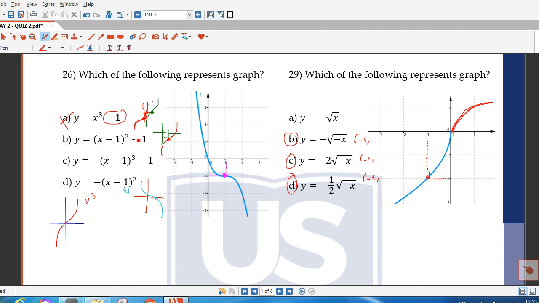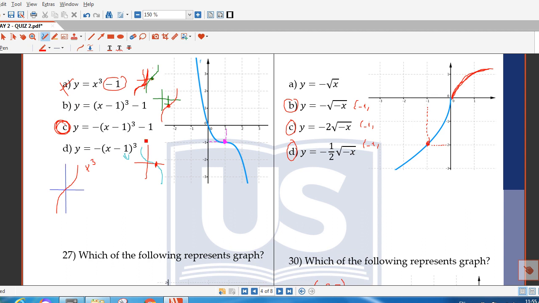Cancel the A. X cube, shifted 1 unit right and 1 unit down. The graph will be like this, and it's not similar to our graph. So I am between two choices. If I look at the D, negative x minus 1 cube, at this time shifted 1 unit right and reflected. So it will be like this. So the graph of the given function should be C. Shifted 1 unit right, 1 unit down, and reflection.